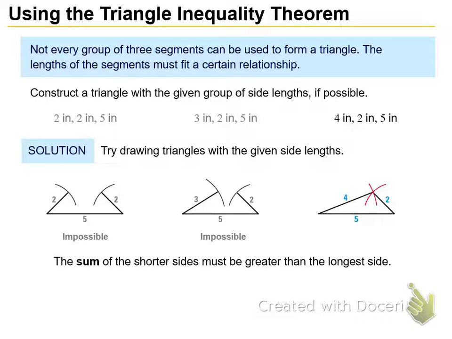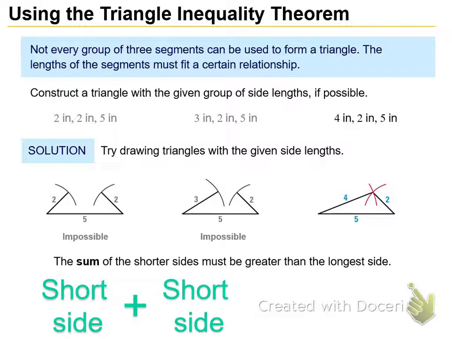3 plus 2, is that greater than 5? No, so what would actually happen is 3 and 2 would make a 5-inch line. So they would actually be 2 lines on top of each other instead of an angle. Which is why 4, 2, and 5 works, because 4 plus 2 is 6, and that's greater than 5. So what you're going to write in is the short side plus the short side has to be greater than the long side. That is the rule we use. The short side plus the short side has to be greater than the long side.